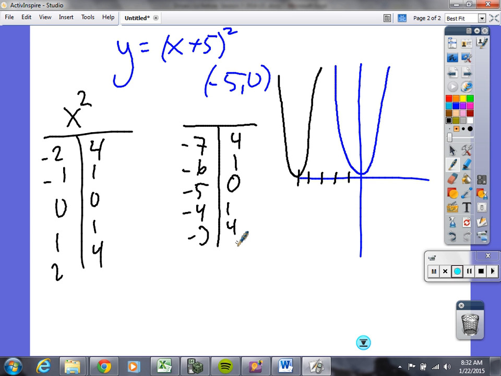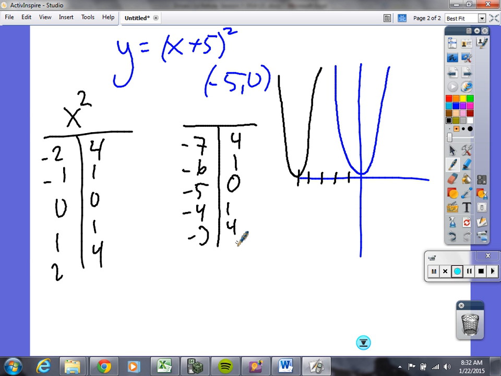So notice negative 5 plus 5 gets me back to 0, didn't it? Notice, you see how all my y values are the same? It's because I wanted them to be the same, so it just shows the exact same graph, just shifted, right? So I found the value that got me back to 0, and then I moved all these guys in the same direction that I had to go. Is everybody with me on that? That's called a horizontal shift.